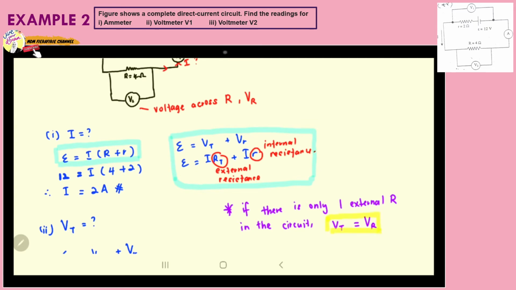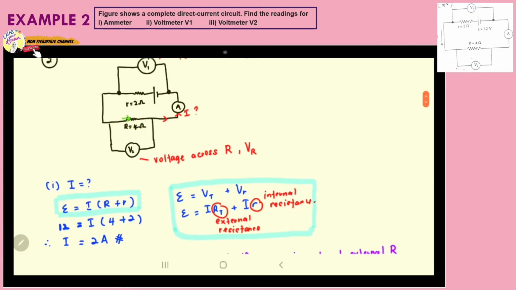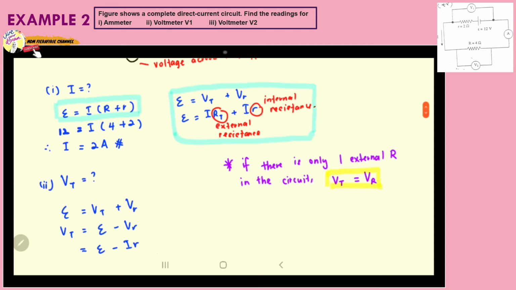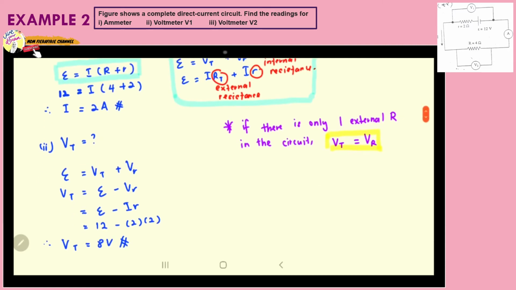Remember? So in this case, look at this circuit, we just have one external resistor. So automatically, the voltage across the external resistor will be equal to the terminal voltage. So what if we have more than one external resistor? Let's look at this circuit. Let's say we still have the same battery with the same internal resistance, but we have R and another R here. So this is the reading of V1.